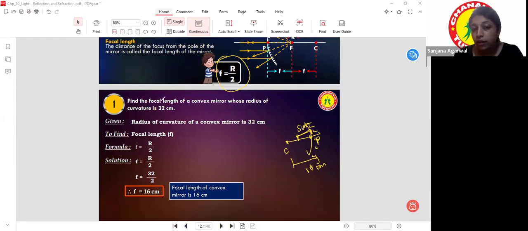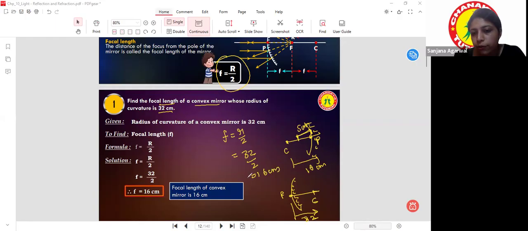Now here comes the question. Find the focal length of a convex mirror whose radius of curvature is 32 centimeter. Children, we need to find the focal length. We just have seen that focal length is half of the radius of curvature. So the radius of curvature is given as 32 centimeter. As per the Cartesian plane, in case of a convex mirror, the pole is here, the center of curvature is here. So the radius will be measured towards the right, that is positive 32 centimeter. 32 divided by 2, we get 16 centimeter focal length.